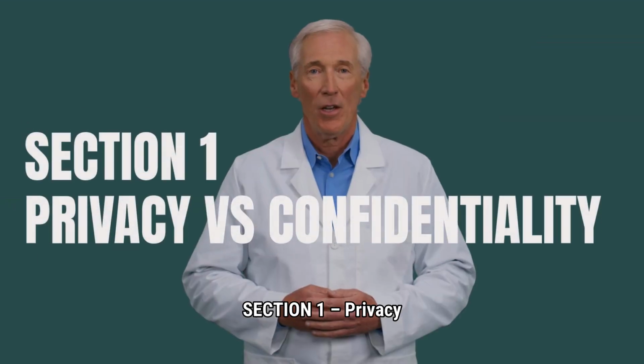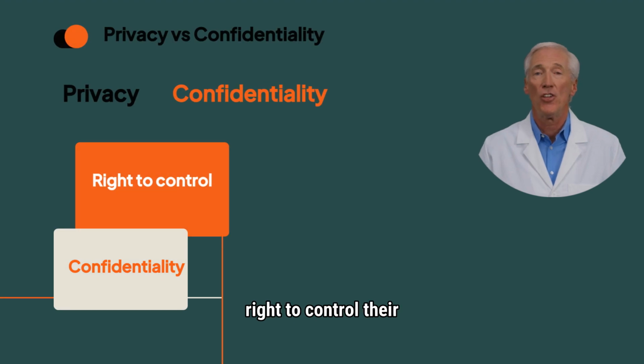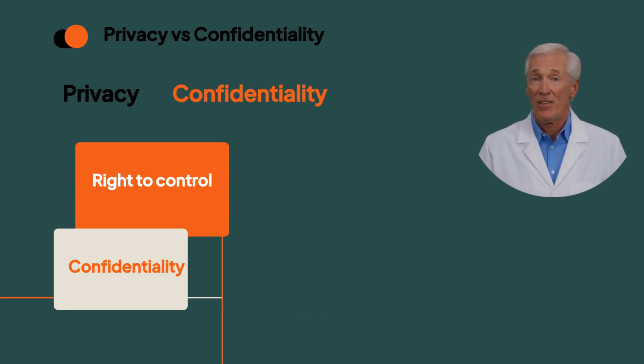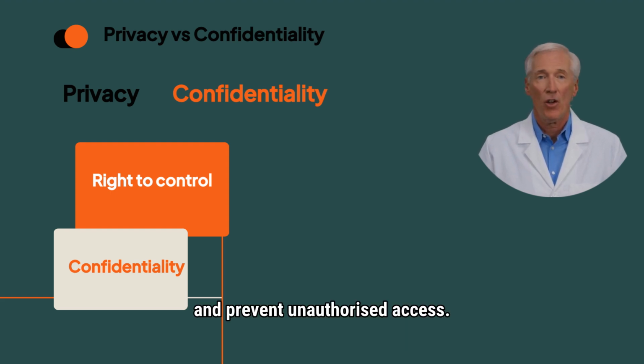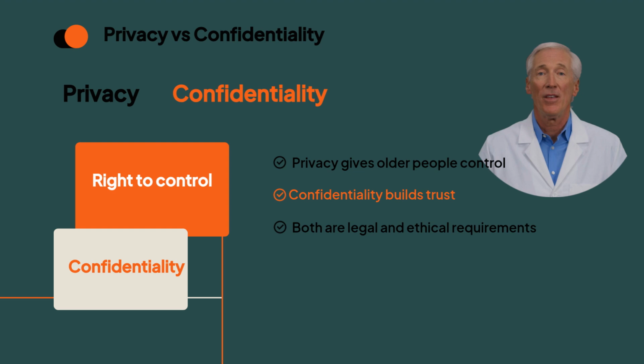Section 1. Privacy versus confidentiality. Privacy is a person's right to control their own information: what is collected, used, and shared. Confidentiality is your responsibility as a worker to keep that information secure and prevent unauthorized access. In aged care, privacy gives older people control. Confidentiality builds trust. Both are legal and ethical requirements.